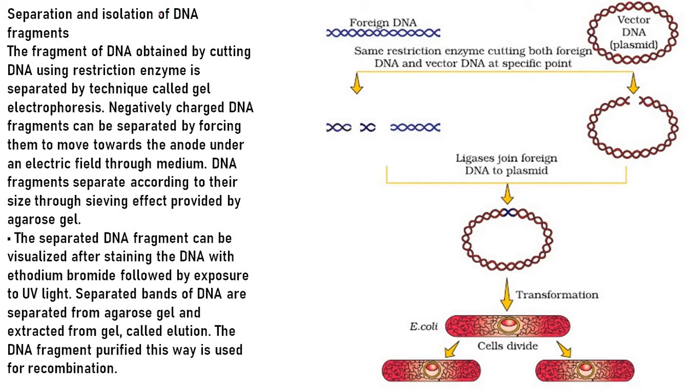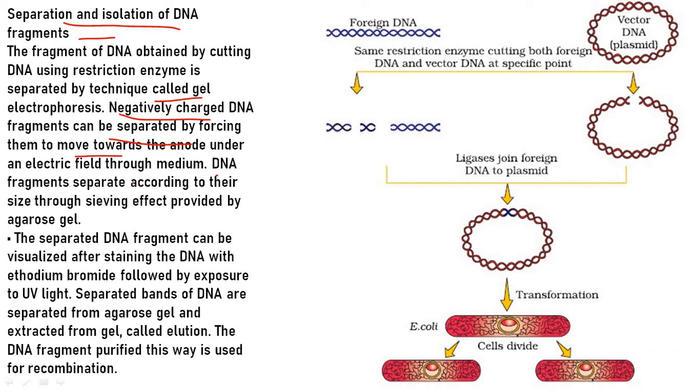So in this you can see the separation and isolation of the DNA fragments taking place. The fragments of DNA obtained by cutting DNA using the restriction enzyme are separated by a technique called gel electrophoresis. I will show you how this process looks. The negatively charged DNA fragments can be separated by forcing them to move towards the anode under an electric field through a medium.